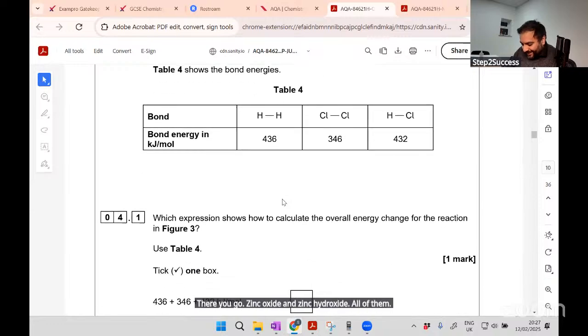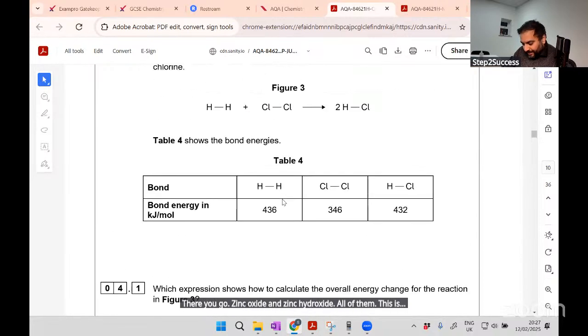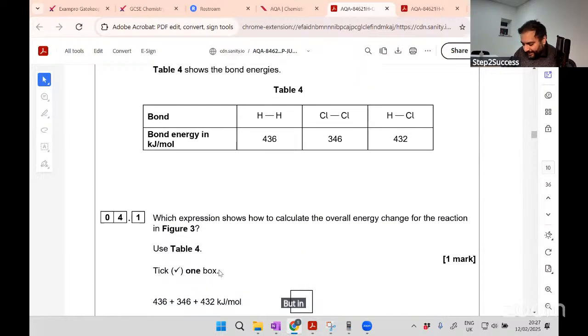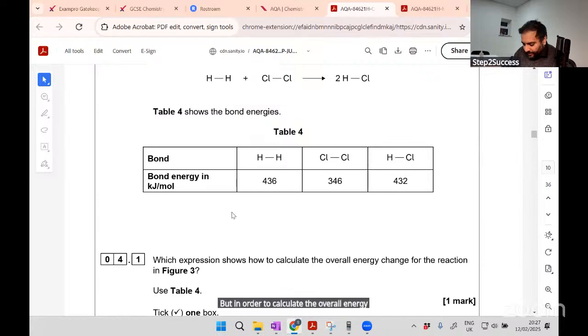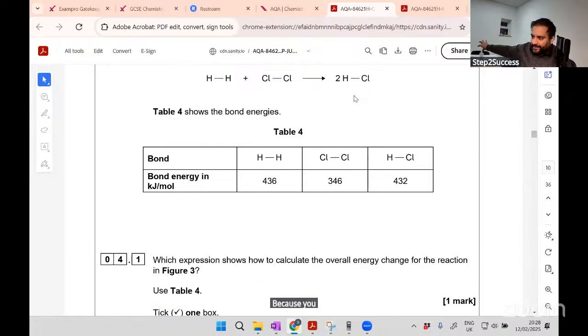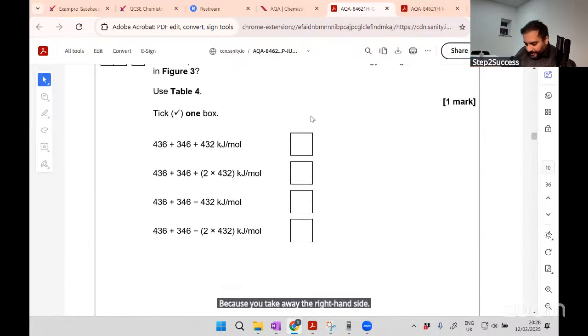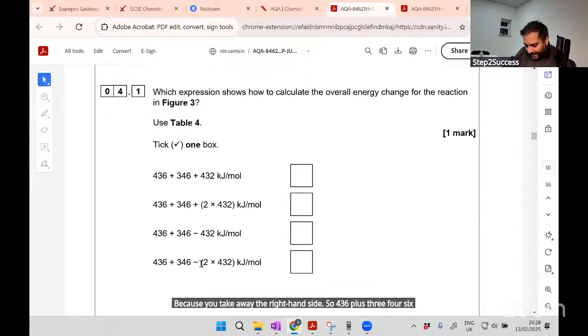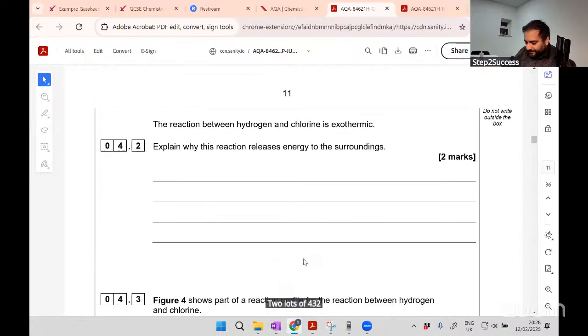Right, this is what I did earlier, really. But in order to calculate the overall energy change of this reaction, what you would do is you'd add 436 to 346 and then take away two lots of 432 because you take away the right-hand side. So 436 plus 346 take away two lots of 432. That's going to be the answer.